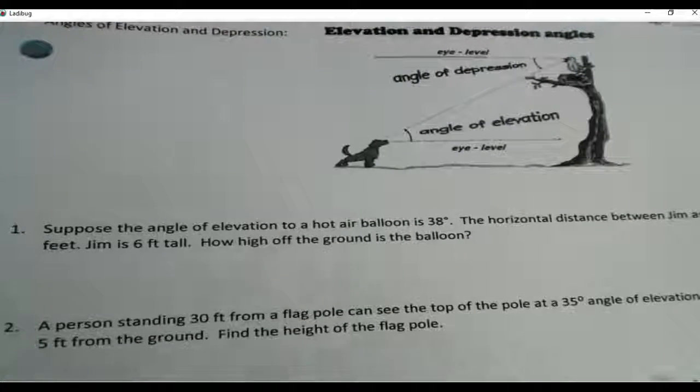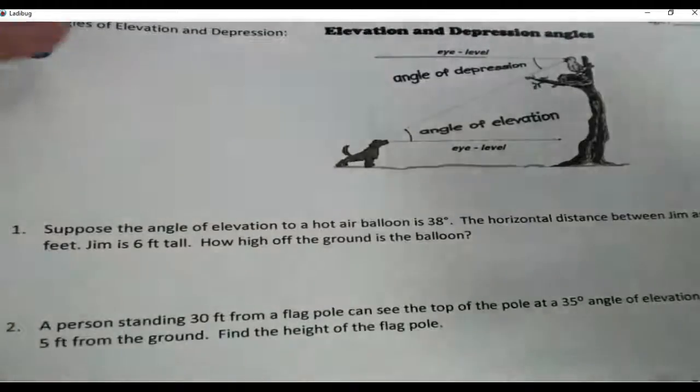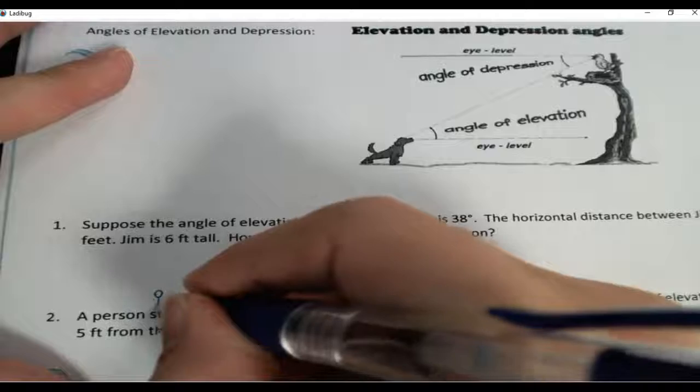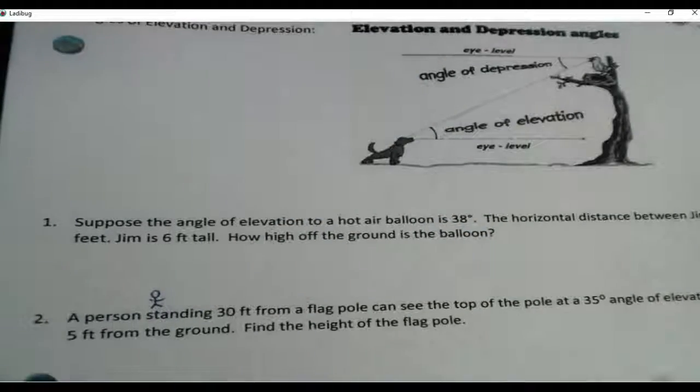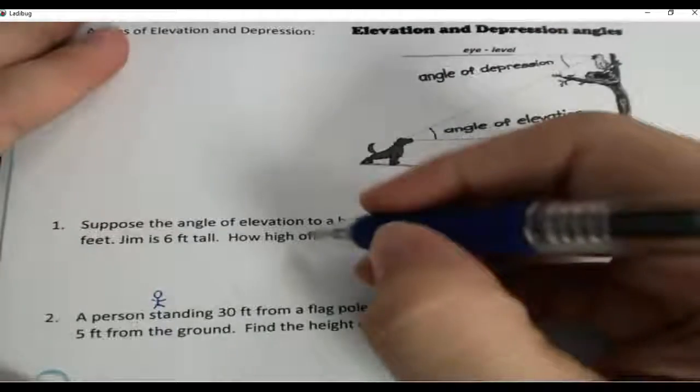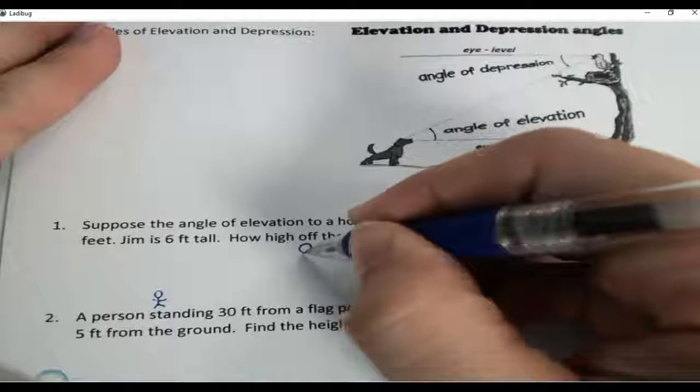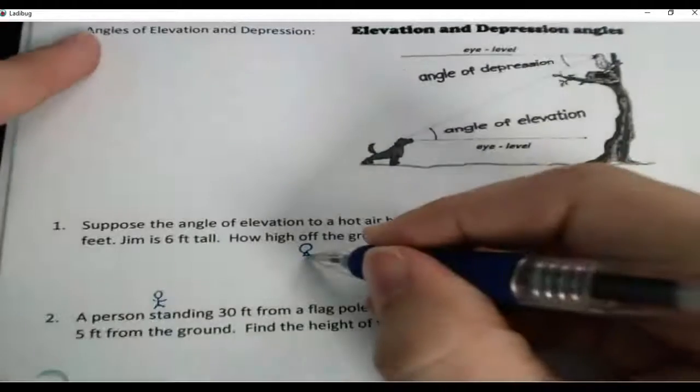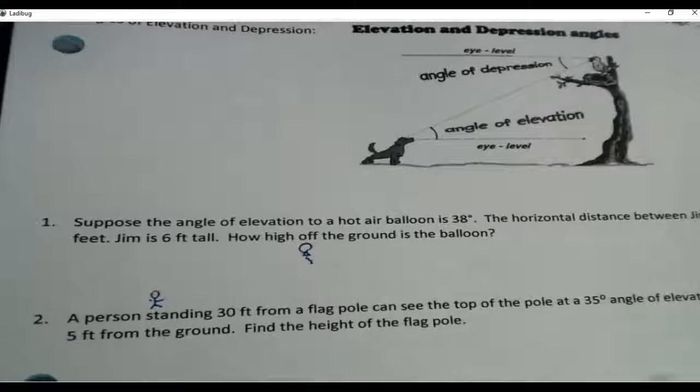Number one says, suppose the angle of elevation to a hot air balloon is 38 degrees. The horizontal distance between Jim and the balloon is 50 feet. Jim is 6 feet tall. How high off the ground is the balloon? So we're talking about Jim over here, and a hot air balloon. We're just going to draw a regular balloon because I can't draw a hot air balloon. So we have Jim and we have a balloon. Any questions on Jim and the balloon?